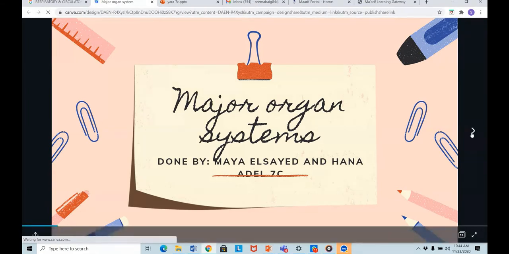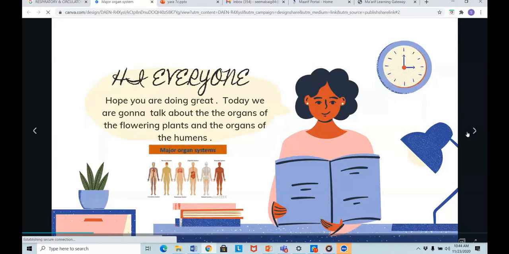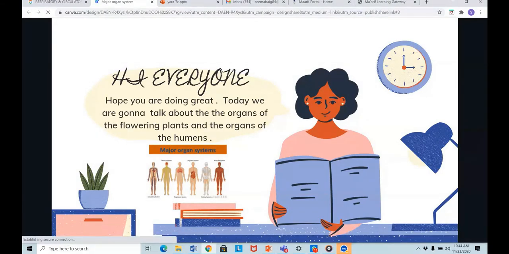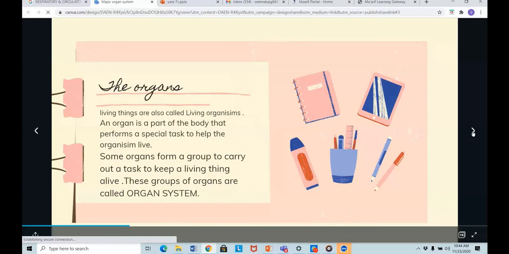Major organ systems, done by Maya Alsayed and Hana Adel, 7C. Hi everyone, hope you are doing great. Today we're going to talk about the organs of flowering plants and the organs of the human. The organs. Living things are also called living organisms. An organ is a part of the body that performs a special task to help the organism live. Some organs form a group to carry out a task to keep a living thing alive. This group of organs is called an organ system.